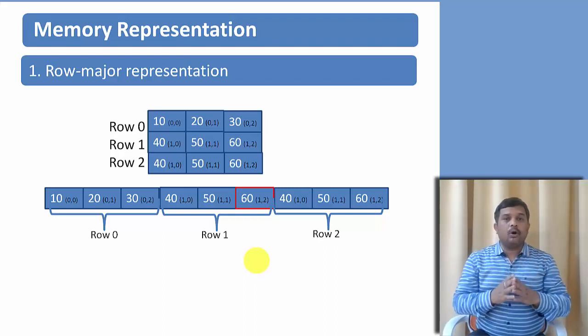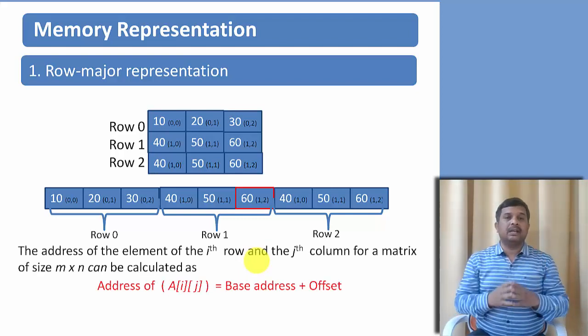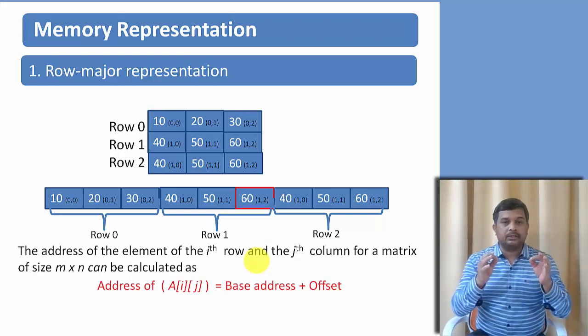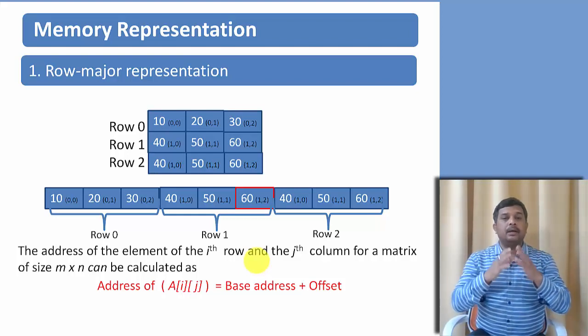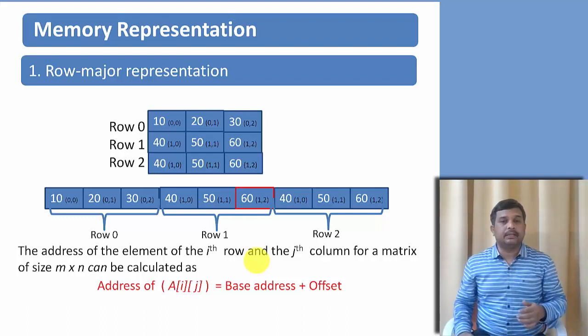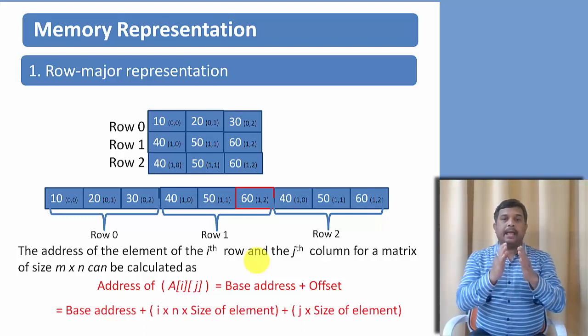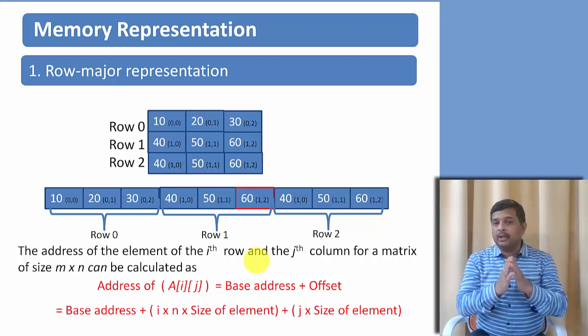So the address of the element in the ith row and jth column in an m cross n matrix is calculated as address of a[i][j], that is base address plus the offset. Base address plus i into n into size of element. What is the meaning of that?